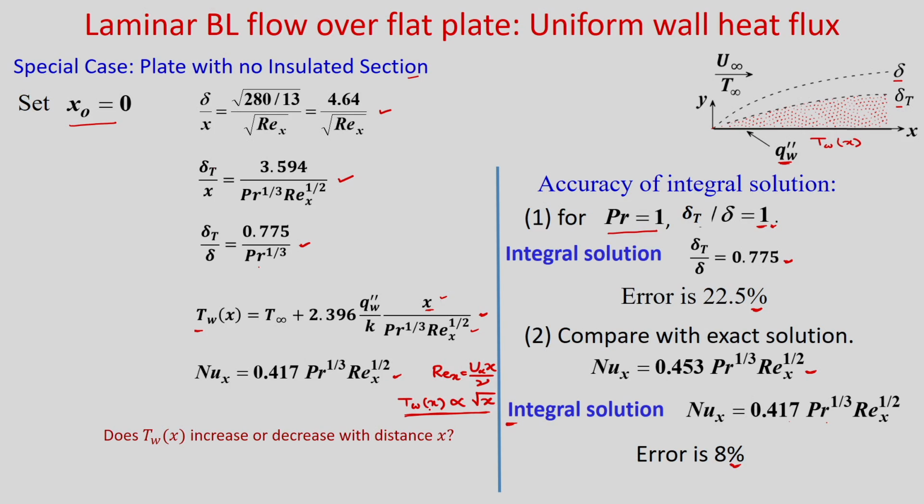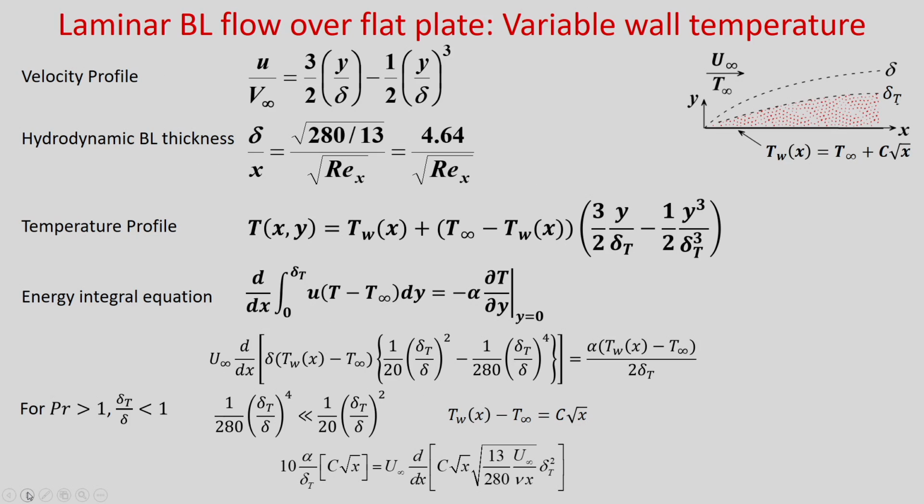Now, if we assume a variable temperature profile, okay, in the flat plate, then can we get back the same expression of Nusselt number that we have got assuming the constant wall heat flux boundary condition. Okay. So, let us see that. So, now we are considering laminar boundary layer flow over a flat plate with variable wall temperature. You can see that your wall temperature varies with root x. So, we have taken this flat plate where temperature varies as T infinity plus C into root x, where C is your constant.